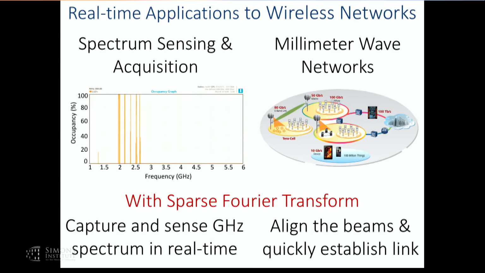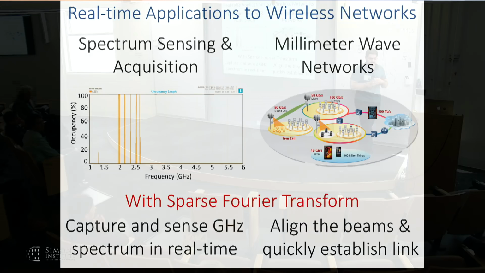So, to conclude, I talked about 2 applications. Of course, there are way more applications of sparse Fourier transform, but I focused on spectrum sensing and showed how to capture gigahertz of spectrum in real time, and millimeter wave networks, and showed how to align the beam so that you can have continuous communication really fast. So thank you very much, and I will take questions.